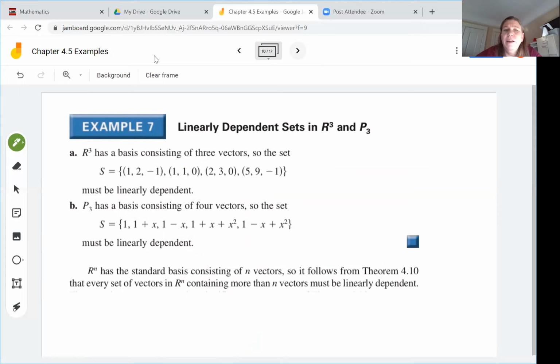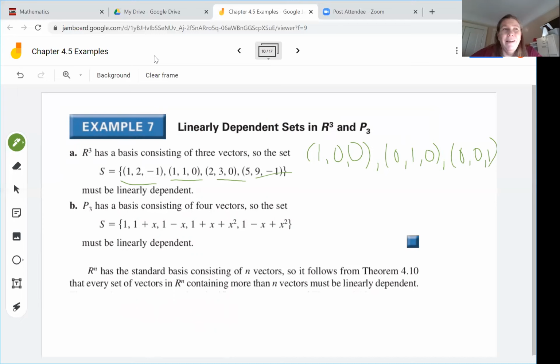R3 has a basis consisting of 3 vectors. We know that the standard basis in R3 is 1, 0, 0; 0, 1, 0; and 0, 0, 1. So if we take these 4 vectors in R3 as a set, they must be linearly dependent because 4 is greater than the 3 vectors that form the basis.